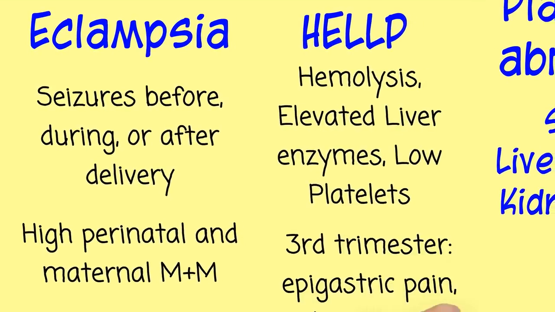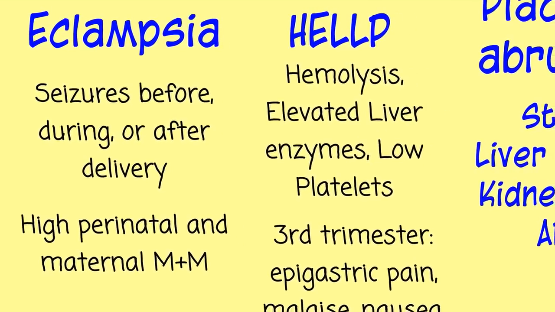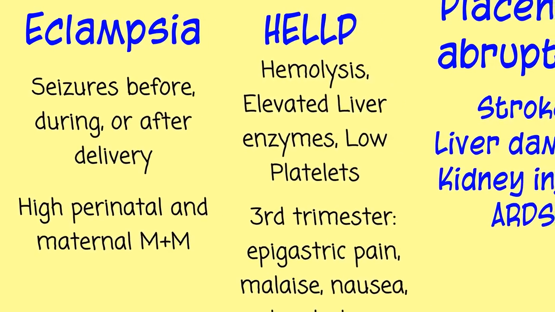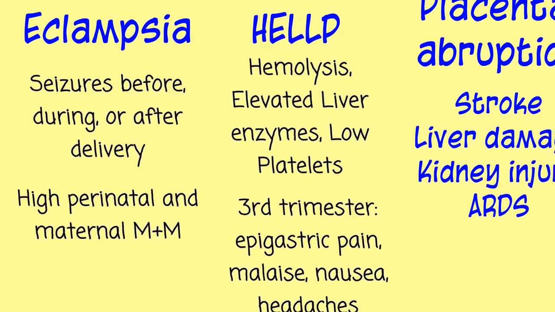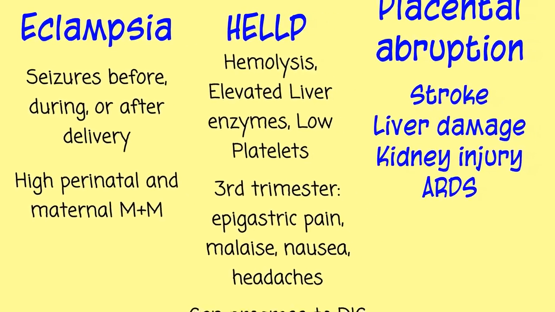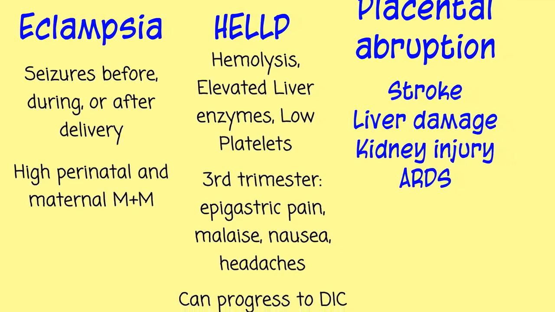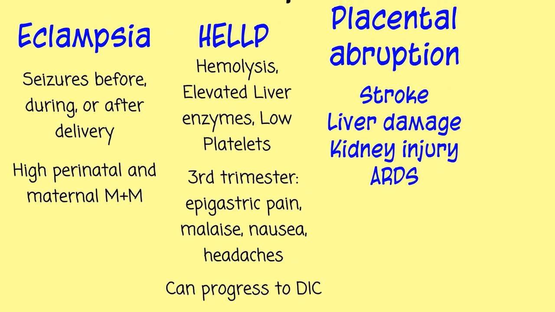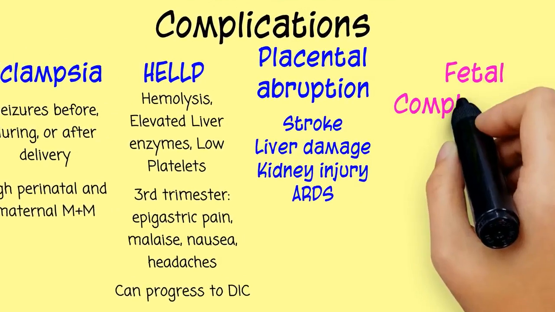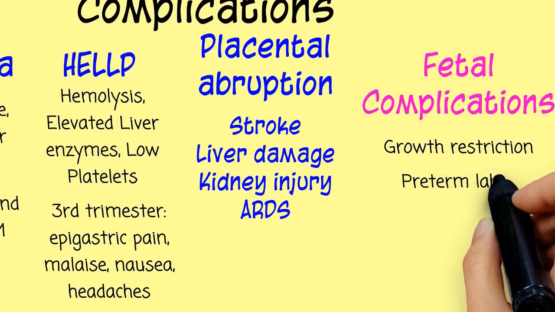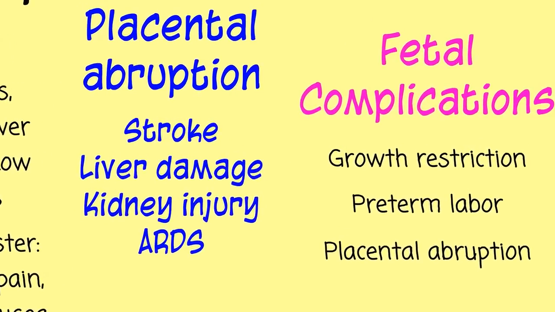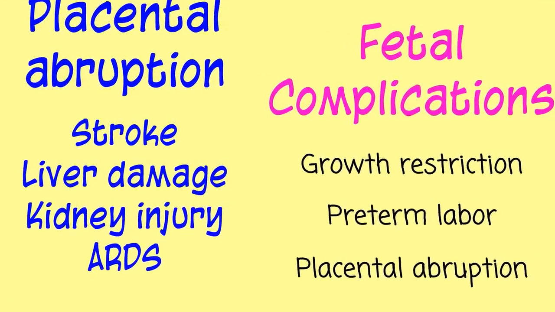HELLP stands for hemolysis, elevated liver enzymes, and low platelets. It is usually diagnosed in the third trimester of a woman with preeclampsia or gestational hypertension with symptoms of epigastric pain, malaise, nausea, and/or headaches, and can progress to DIC. All of these issues are solved by delivery of the baby and placenta. Fetal complications include fetal growth restriction and the issues associated with increased risk of preterm delivery and placental abruption.